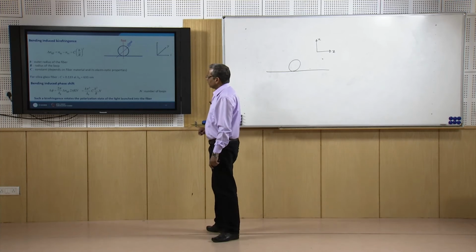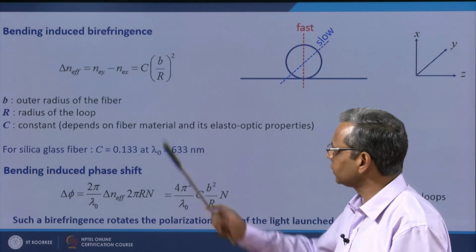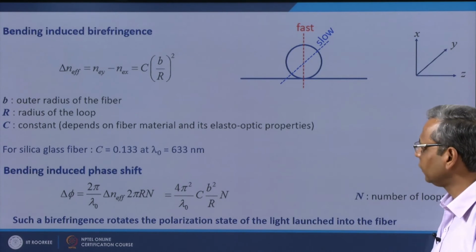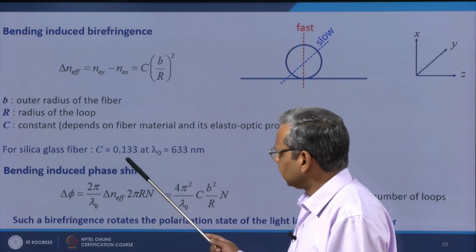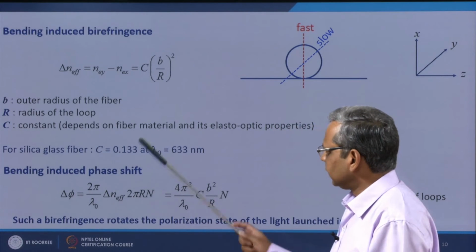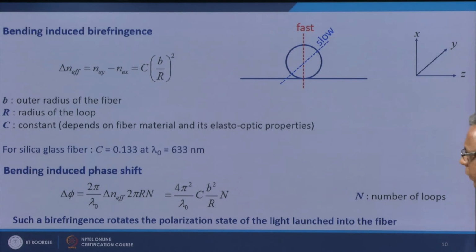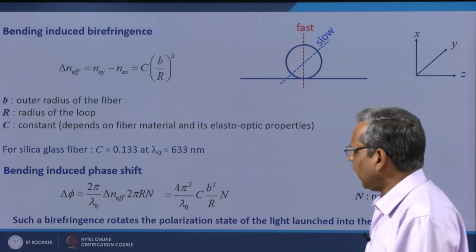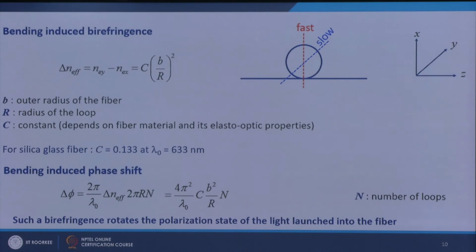Typically for silica glass fiber, this C is the constant which depends upon the material of the fiber and the elasto-optic properties of the fiber material. So, for silica glass fiber, the typical value is C equal to 0.133 at wavelength 633 nanometer.